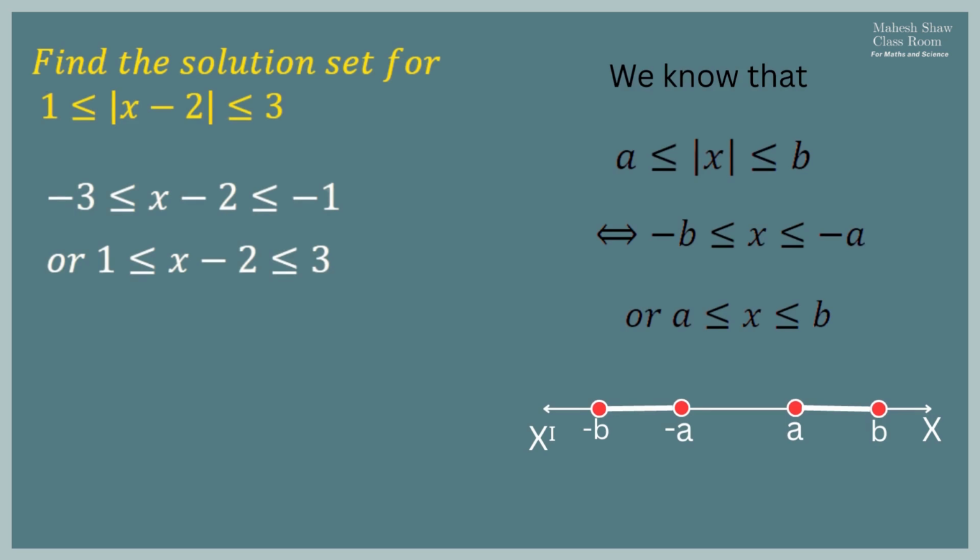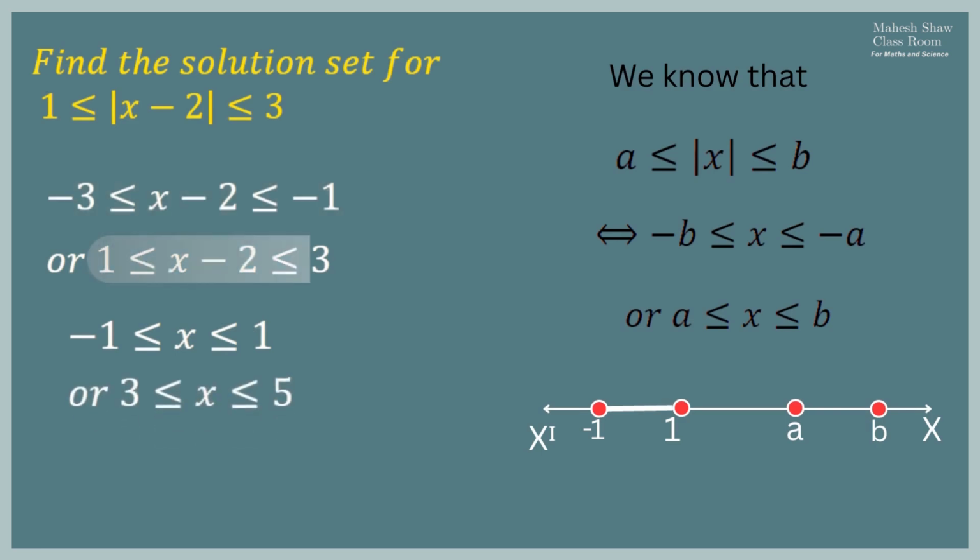Now simplifying the first inequality, we get the values of x as from -1 to 1. And on simplifying the other, we get the values of x as 3 to 5. Therefore, x belongs from -1 to 1 union 3 to 5.